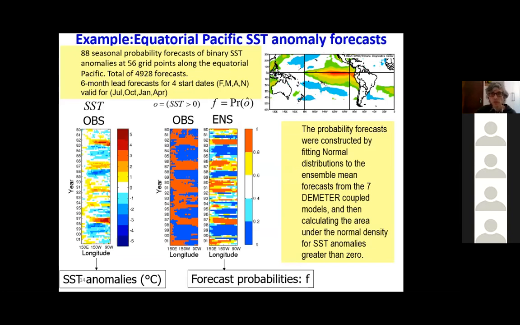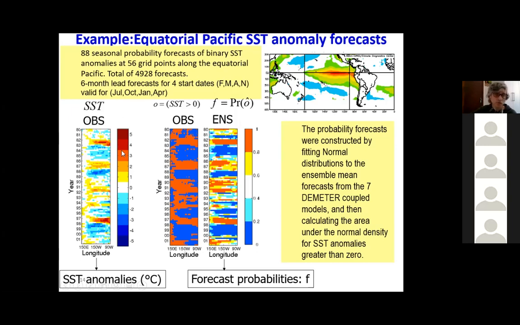To illustrate what that all means, we look at this example of Equatorial Pacific sea surface temperature anomaly predictions for this line here, from the Indian Ocean, for the Maritime Continent here in Indonesia, up to this point here on the coast of Peru in South America. And we'll be providing forecasts of sea surface temperature anomalies along this parallel, along the equator.